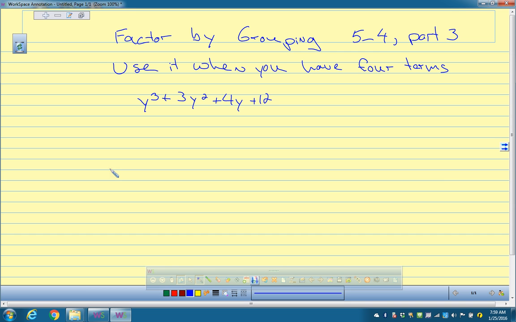So usually when I say factor, it'll involve like two terms or three terms, or say factor out the GCF. If you see four terms, you should think, oh, it must be a factor by grouping problem. I'm going to try that.